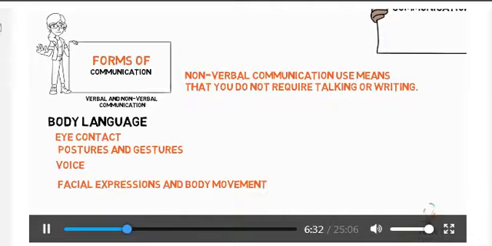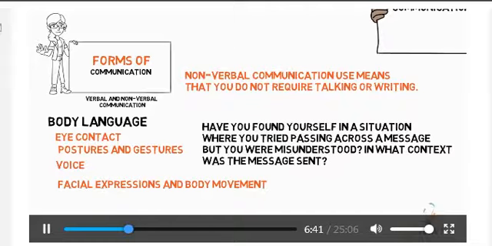I need you to take a few minutes to think. Have you found yourself in a situation where you were trying to pass on a message and you were misunderstood? Think about the context. Think about how that message was sent. It could have been that your body language sent a different message while you were saying something else.